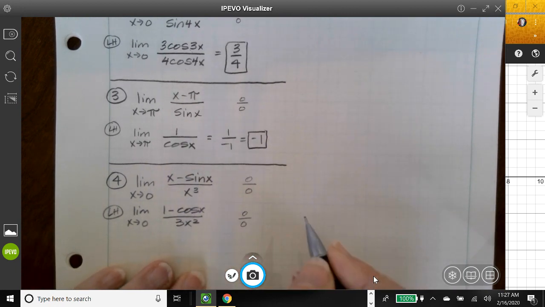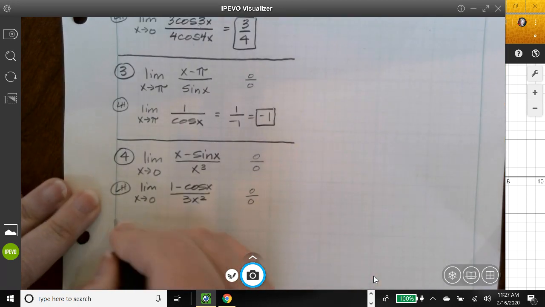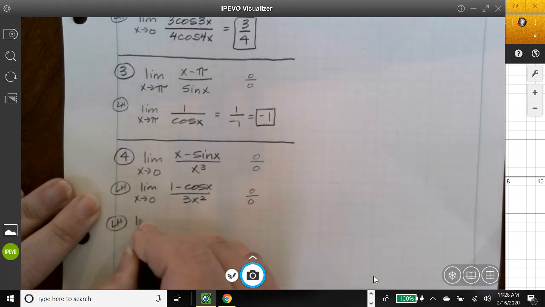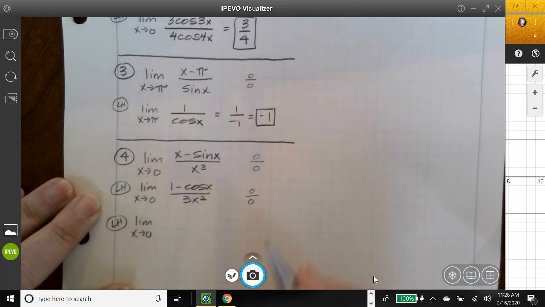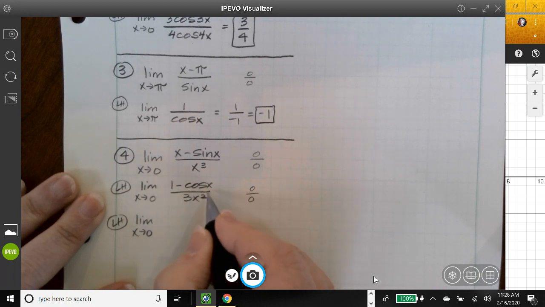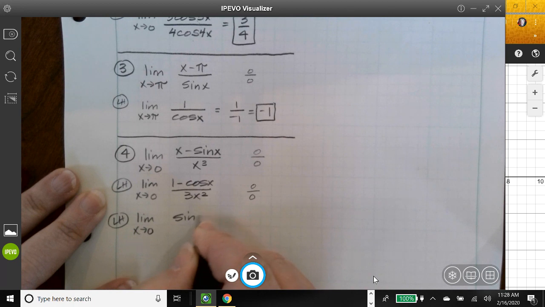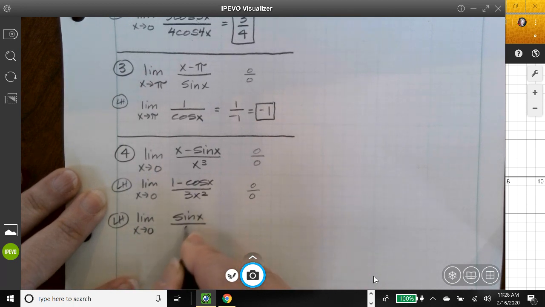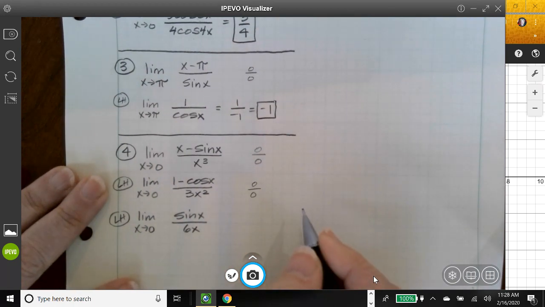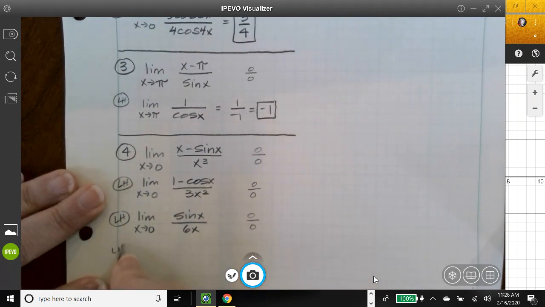Oh, no. The good news is with L'Hopital's rule, which we love, we can do it more than once, because now we can do this ratio. And we can use L'Hopital's rule here, do it one more time and see what we get. So the derivative of the numerator is going to be 1 minus, the derivative of negative cosine is positive sine, over 6x. Well, oh no, not again. It's 0 over 0. So one more time.